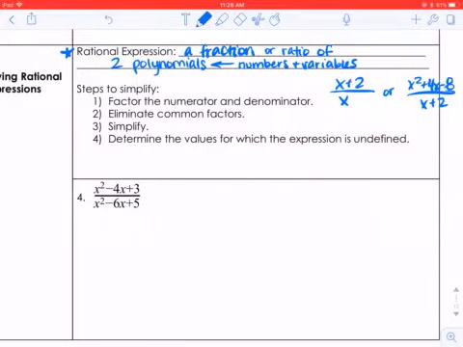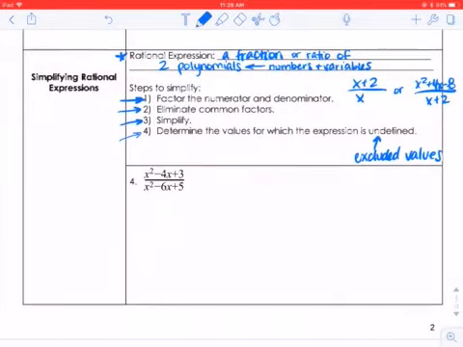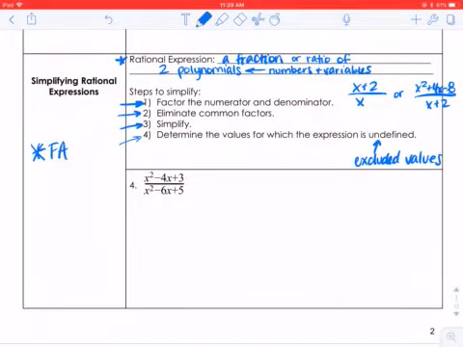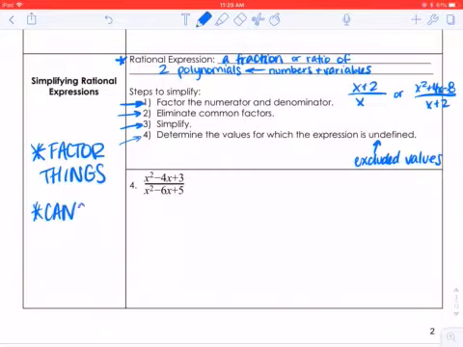So we have steps to simplify. We're going to factor the numerator and the denominator. We're going to eliminate common things. We are going to simplify it. And then we're going to determine the values for which the expression is undefined. These are also sometimes called excluded values. These are the things that it cannot be. So basically the big things we're going to do today are factor things and cancel stuff. That's it. Factor things, cancel stuff.